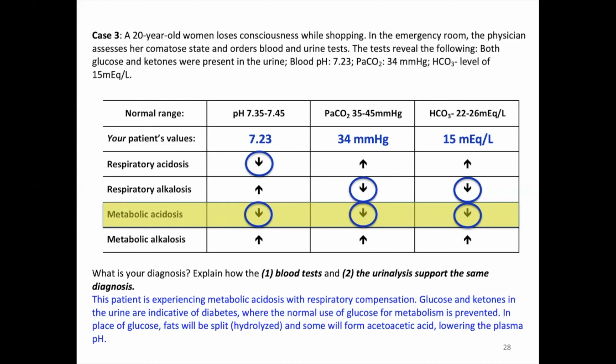Glucose and ketones in the urine are really indicative of diabetes. So, where the normal use of glucose for metabolism is being prevented, we are starting to see this back up and leave more glucose in the system and produce more ketones. In place of glucose, the fats are being split, and that's what's forming all of that acidicness, lowering the plasma pH. So that's kind of what's happening. To support this diagnosis, we could actually be running some more tests in the urine to find this out.